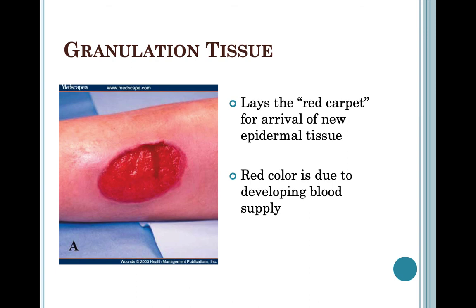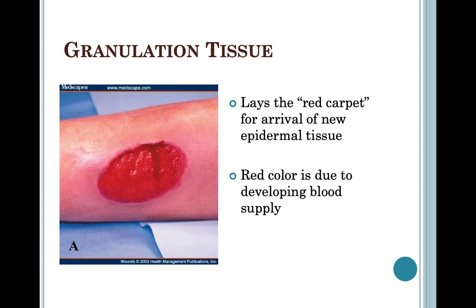That's called granulation tissue. And I was told by my old mentor, the person that taught me most of what I know about wound care, that we should think about that granulation tissue almost like a red carpet. And so epidermal cells are kind of snobbish. They're like little tiny queens of England, and they won't march from the wound margin across the surface of the wound unless we have laid down that red carpet first. The red color of that carpet is due to the developing blood supply.